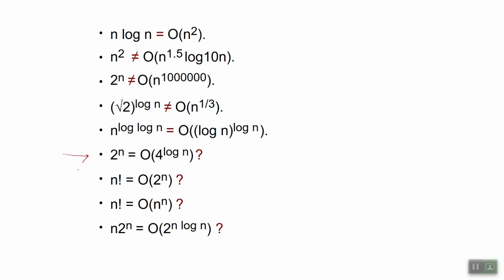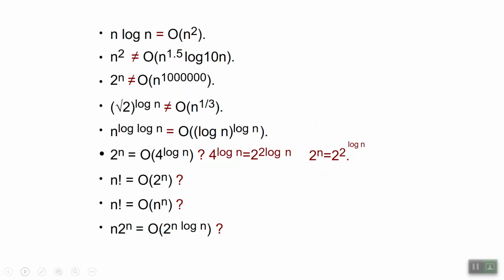Let's move to 2 to the n equal to big O of 4 to the log n? Well, again, we can do some manipulation here. We can see that the 4 to the log n is actually 2 raised to the 2 log n, while 2 to the n can be written as 2 raised to 2 to the log n. So clearly the 2 to the log n in the exponent is a lot faster than 2 times log n. Hence, the left-hand side is not big O of the right-hand side.